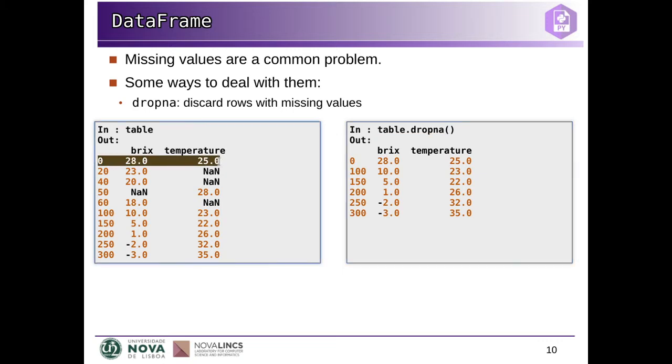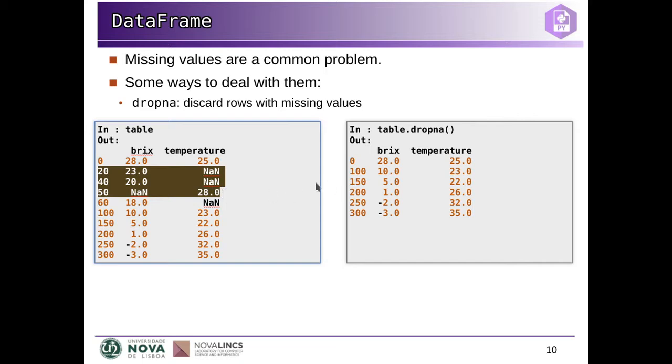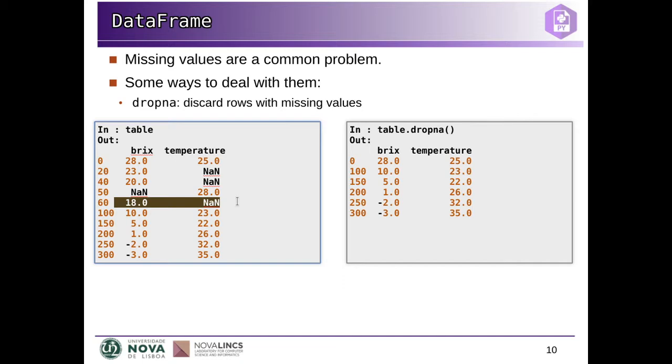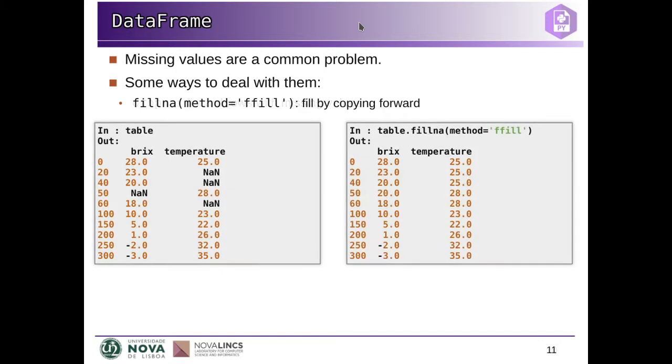So this row with index 0 remains. The rows with the index 20, 40, and 50 are missing because they are missing a value either in the temperature or in the bricks value. Then we are also missing the row with index 60. And then after 100, everything has values, so we get all the rows here. So if you need to just discard rows that have missing values, you can use this dropna, and you get a copy of your original table without those problematic rows.